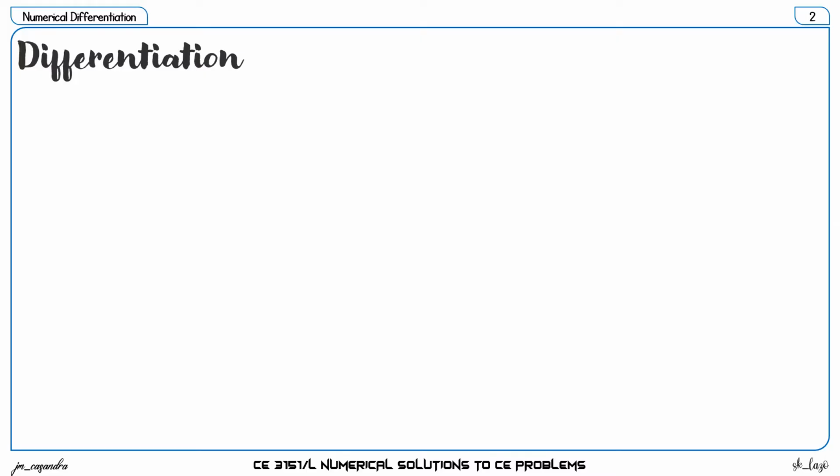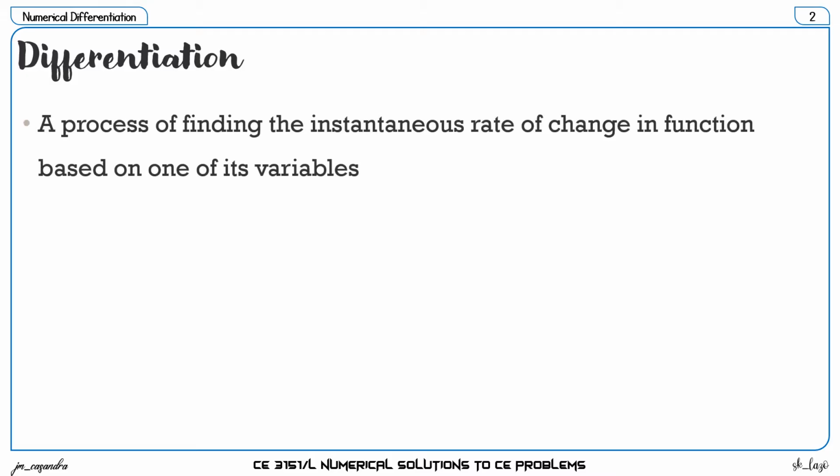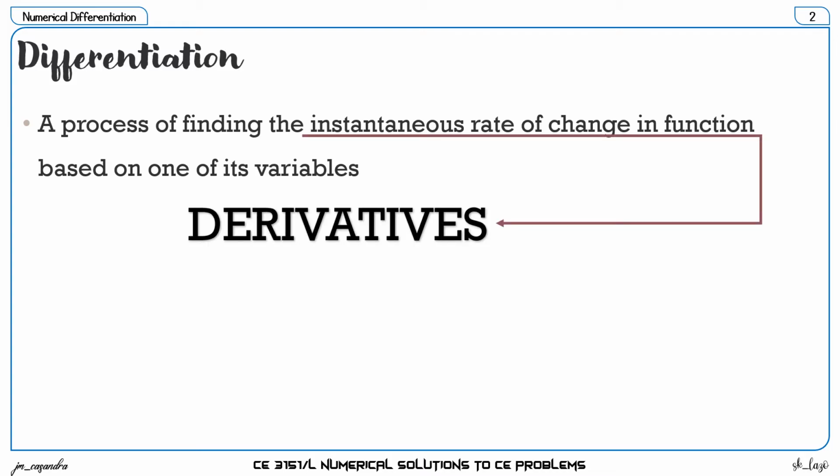To begin with, we define differentiation as a process of finding the instantaneous rate of change in a given function, which is based on one of its variables. And this instantaneous rate of change is what we call the derivative of a function, which is denoted in general form as dy over dx, or simply y prime, which is what we call your first derivative.